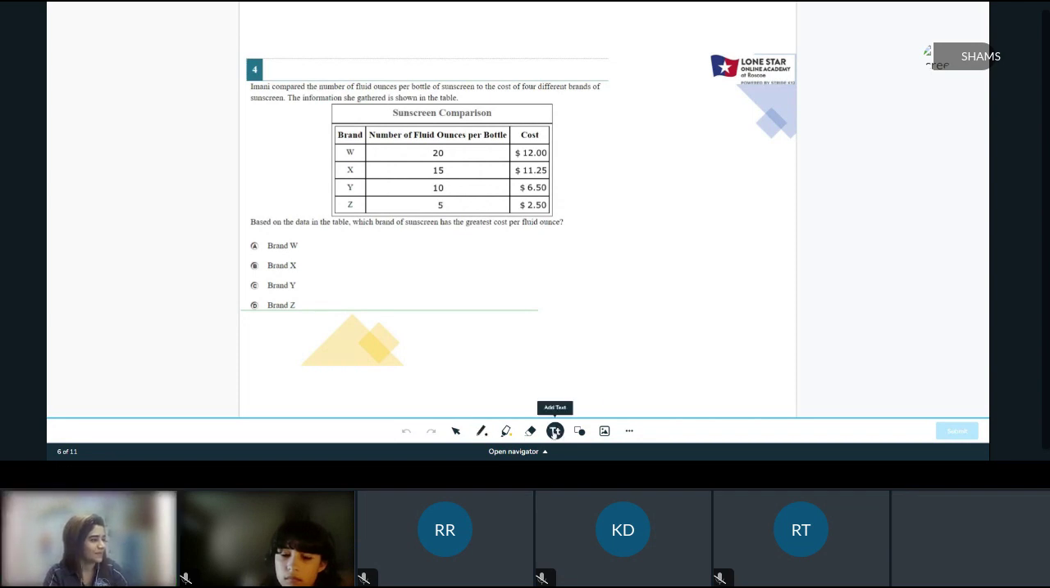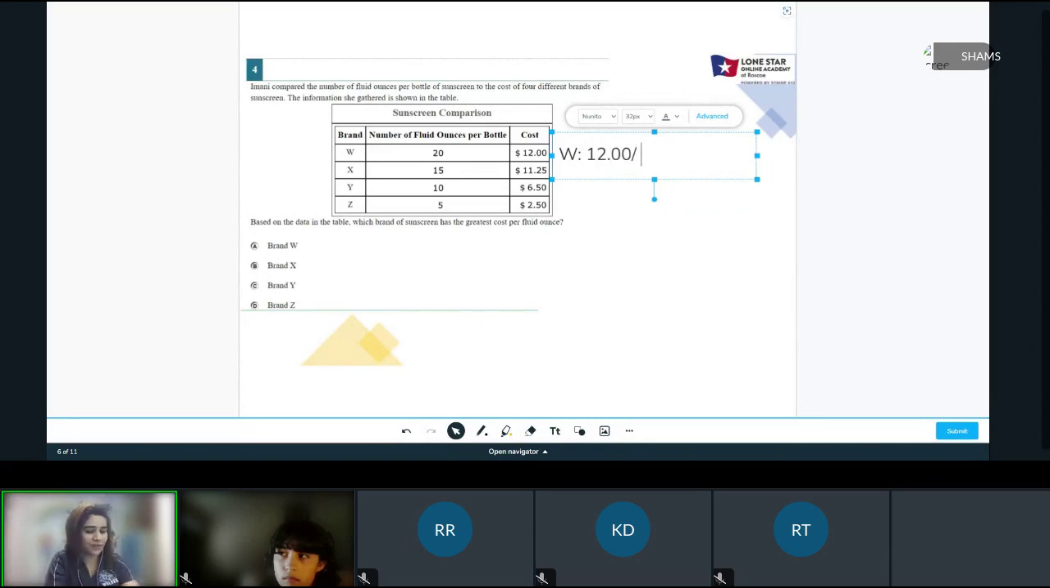In this case, you want to figure out which brand of sunscreen had the greatest cost per fluid ounce, right? And you guys even remember the answer. That is good. But we will still look at how we can figure it out. For brand W, what you could have done, you do $12 divided by 20 will give you the cost per ounce. Everybody figure it out and we will talk about it.